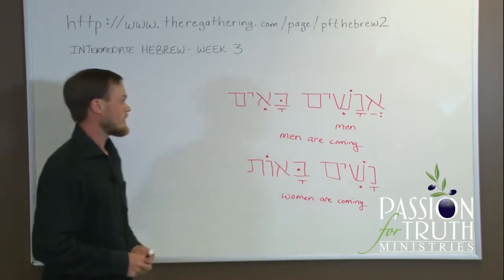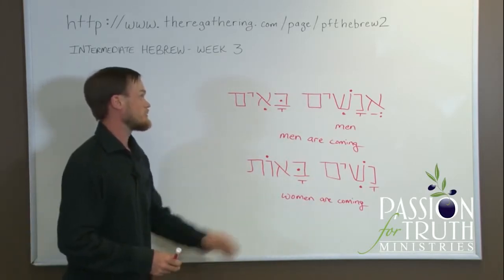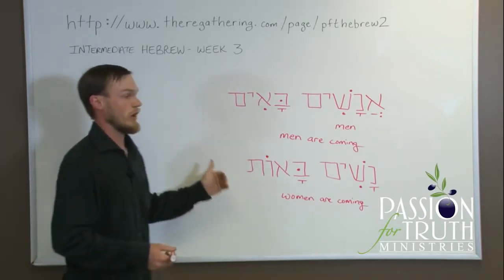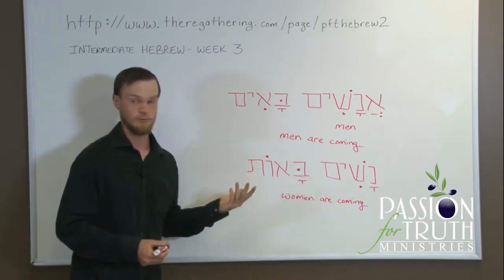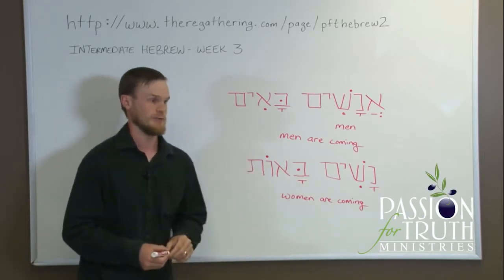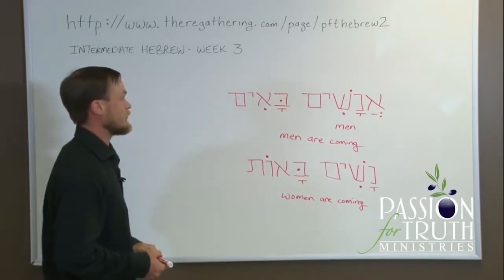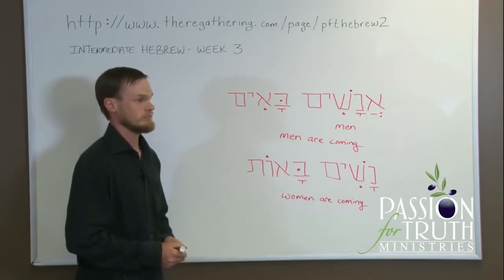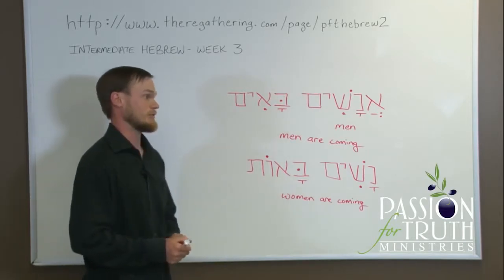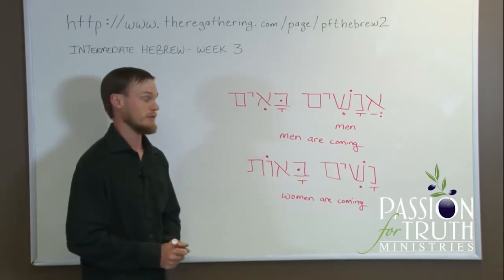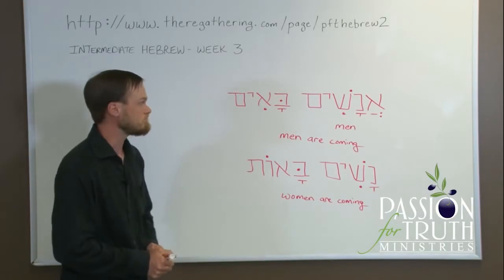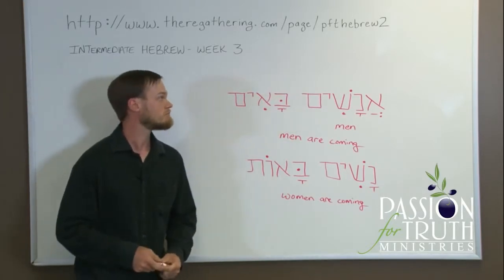So from this, we can kind of derive a rule concerning verbs, or concerning present tense verbs anyway, which is that verbs have to match their subjects in gender and in number. Okay, a masculine subject must take a masculine verb. A feminine subject must take a feminine verb. A plural subject must take a plural verb. Okay?